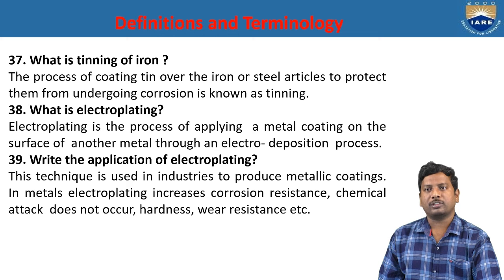And what is electroplating? Electroplating is the process of applying a metal coating on the surface of another metal through an electro-deposition process. That means electroplating takes place in the presence of electricity. Write the applications of electroplating. This technique is used in industries to produce metallic coatings. In metals, electroplating increases corrosion resistance, chemical attack does not occur, and it improves hardness, wear resistance, etc.